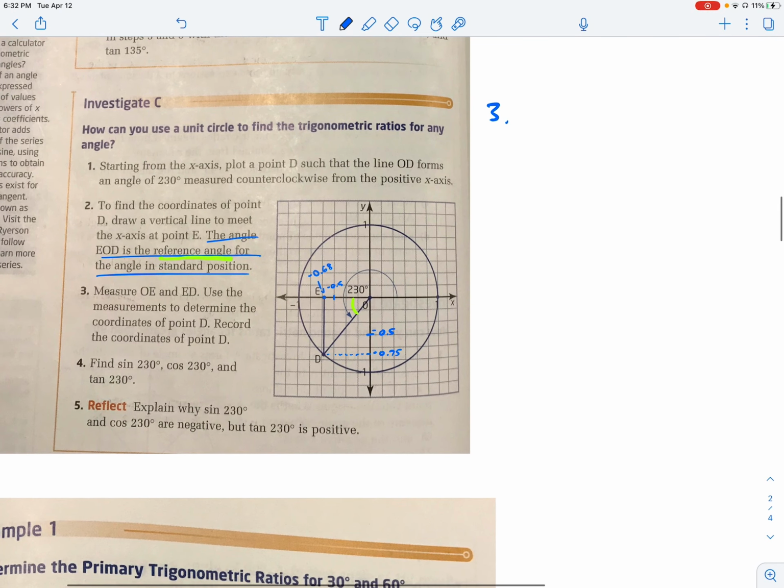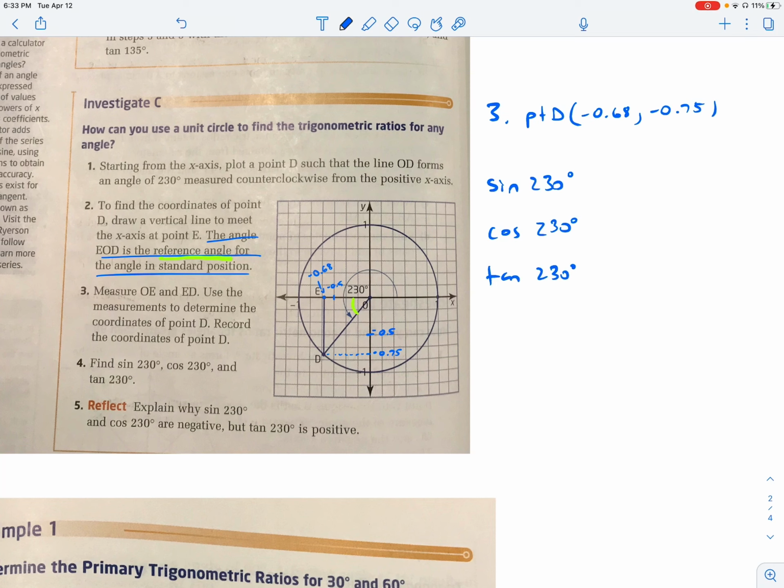Okay, so it says use those to get a value for point D. So I'm going to say point D is equal to the x value is negative 0.68 and the y value is negative 0.75. They're both negative because it's the Cartesian plane, where there are negative values for y and negative for x. Now it says find sine of 230, cos of 230, and tan of 230.